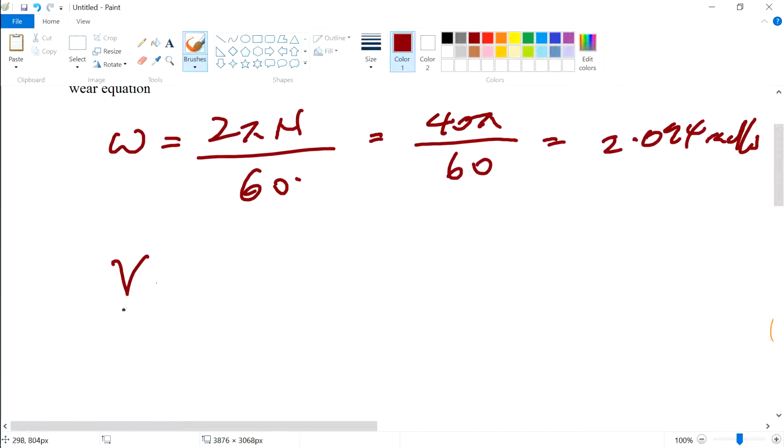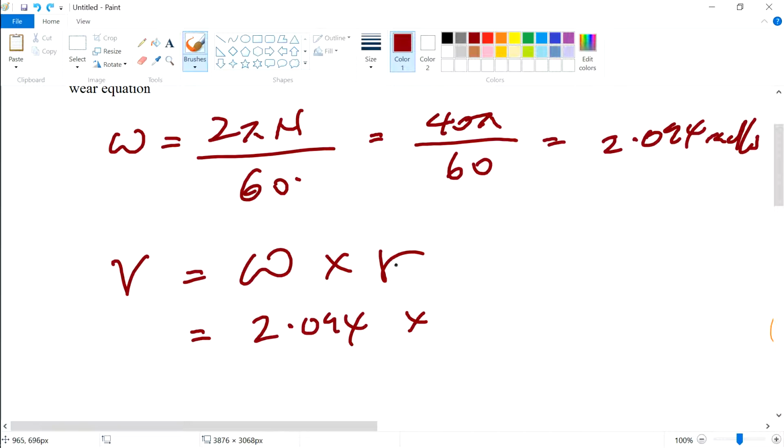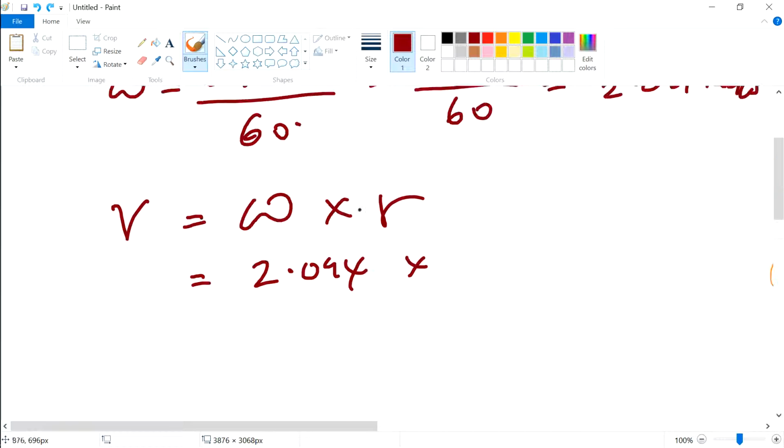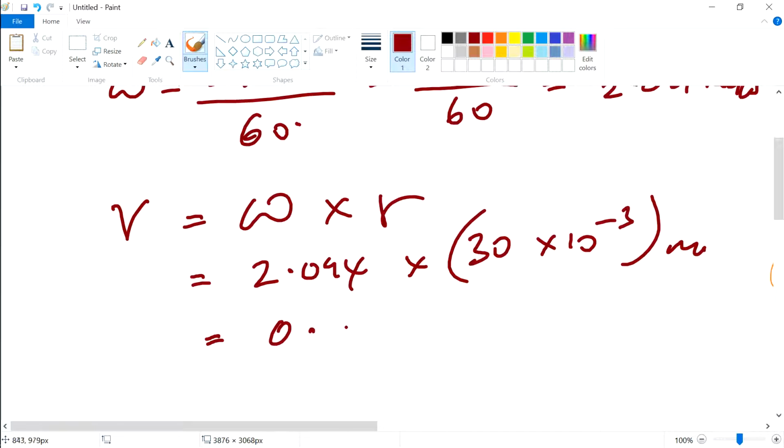In order to change your angular velocity to linear velocity, the equation is linear velocity equals angular velocity times the radius. The angular velocity is 2.094. Our radius is the radius of the shaft, and take note it's in millimeter, so you're going to change to meter. Since everything is in meter, you would have 30 times 10 to the power of negative 3 meter. Maybe I should calculate myself also, double check. You will have 0.0628 meter per second, which is the linear speed.